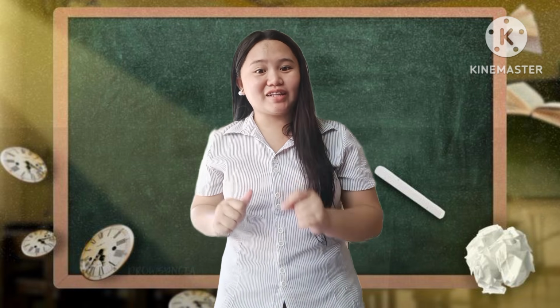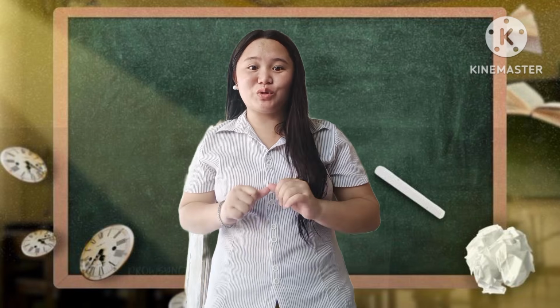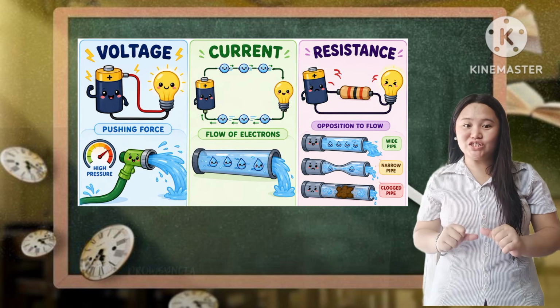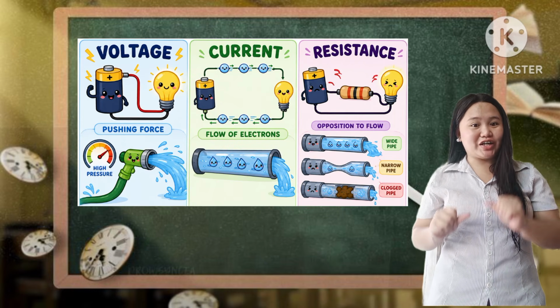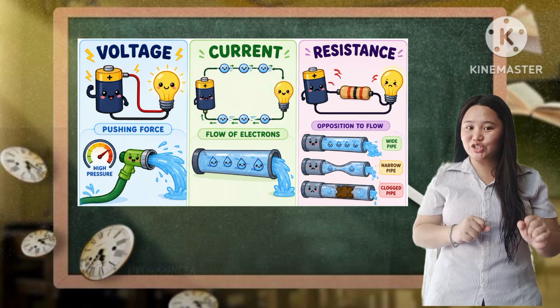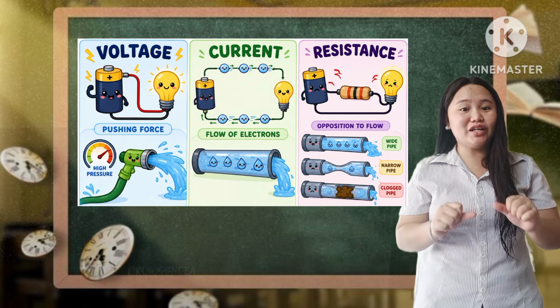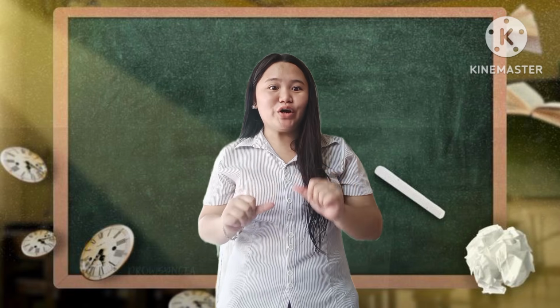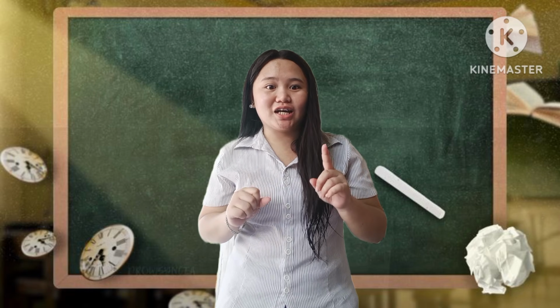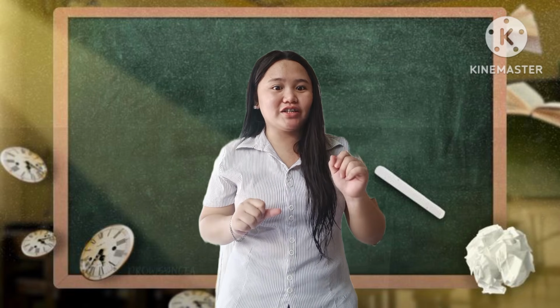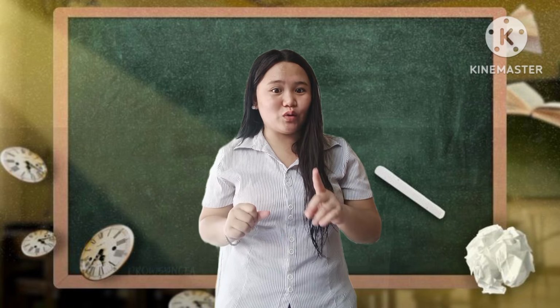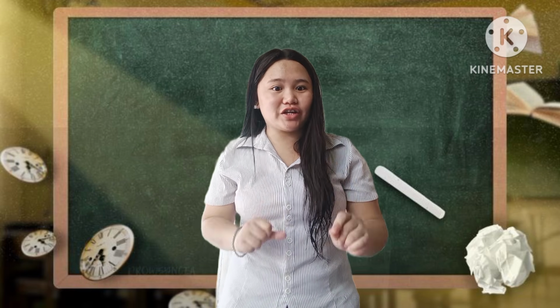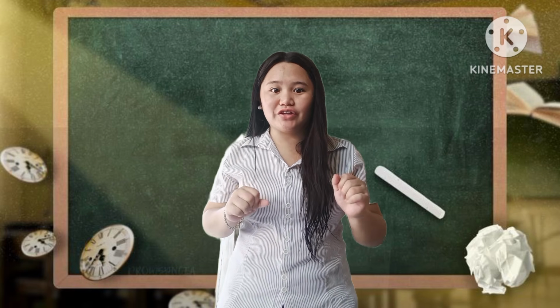Now, let us connect the three concepts together. Voltage pushes the electrons, current is the flow of electrons, and resistance slows down or limits the flow. So if the voltage becomes higher, more current will flow. But if resistance becomes higher, less current will flow. That's why these three always affect each other inside a circuit.